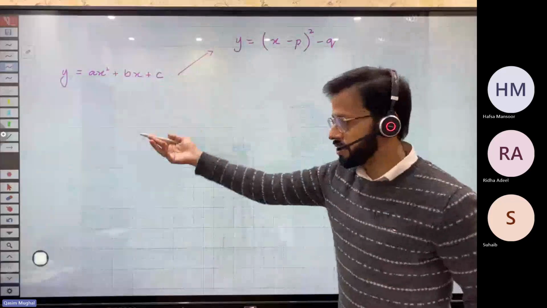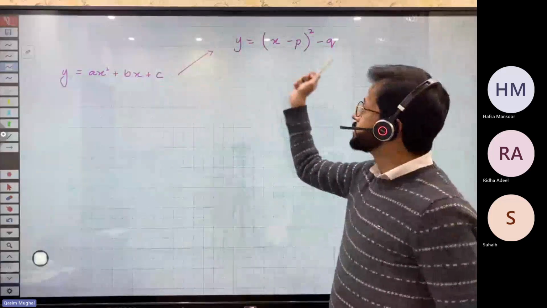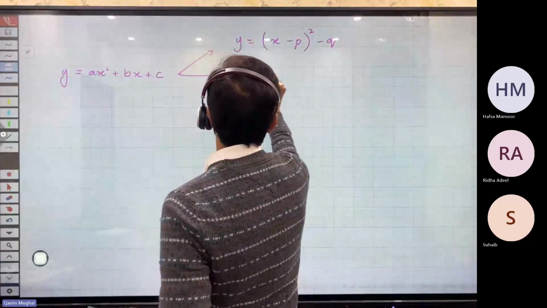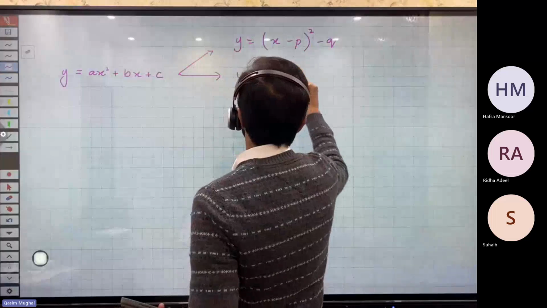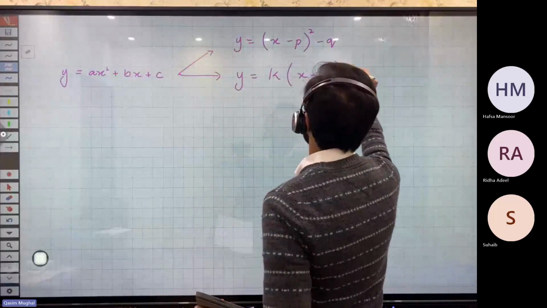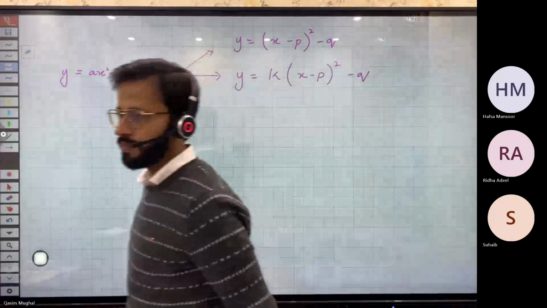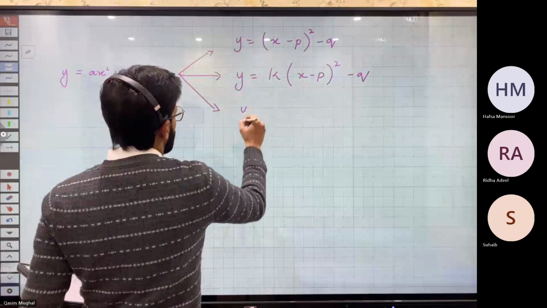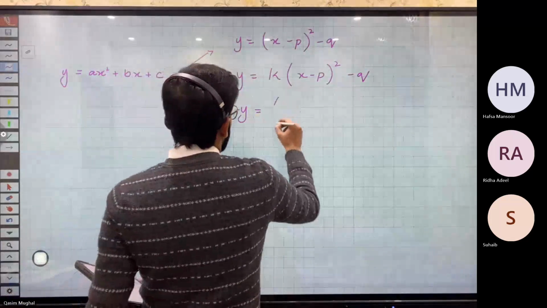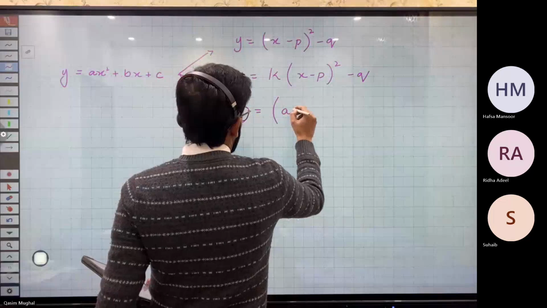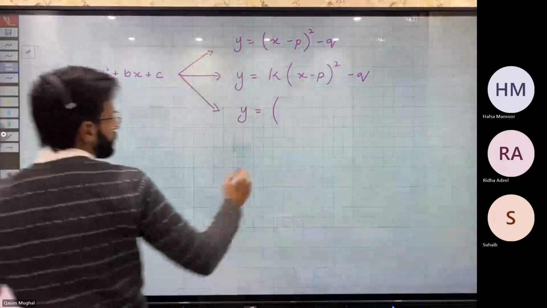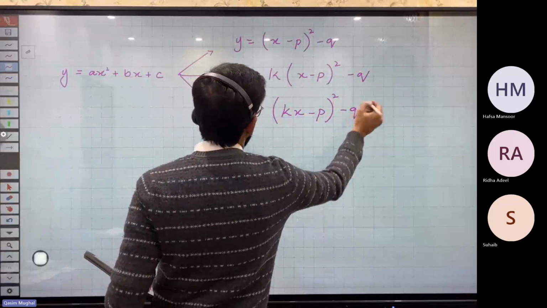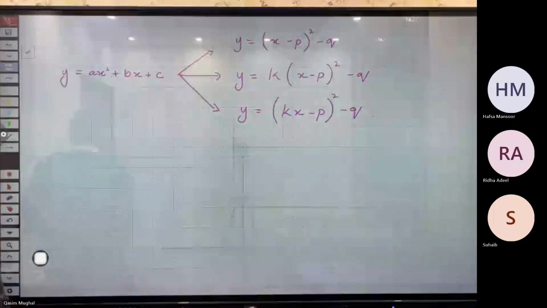So whenever you come across a quadratic equation and an examiner asks you to complete a square, this is what you're going to get. This is one of the forms. Another form is y equals k into (x minus p) whole squared minus q. That's another possibility. And another possibility is y equals kx minus p whole squared minus q. That's another format.